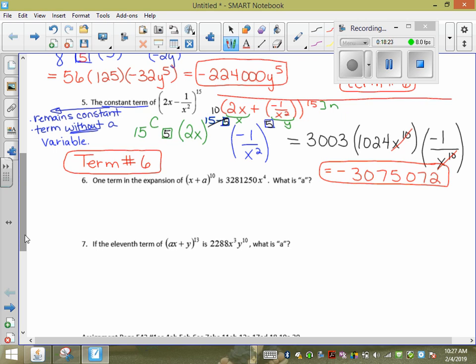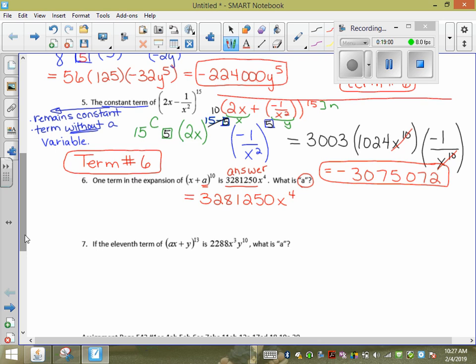All right, so let's try it out. One term in the expansion of x plus a to the 10 is this. So they gave us this is the answer. So no matter what, we're going to set it equal to that. They're still often not going to give us k, but because they gave us the answer, we can find the k. They want us to determine what a is. In order to have a variable that they're making us solve for in the binomial, they have to give us the answer. So in this case, they did.